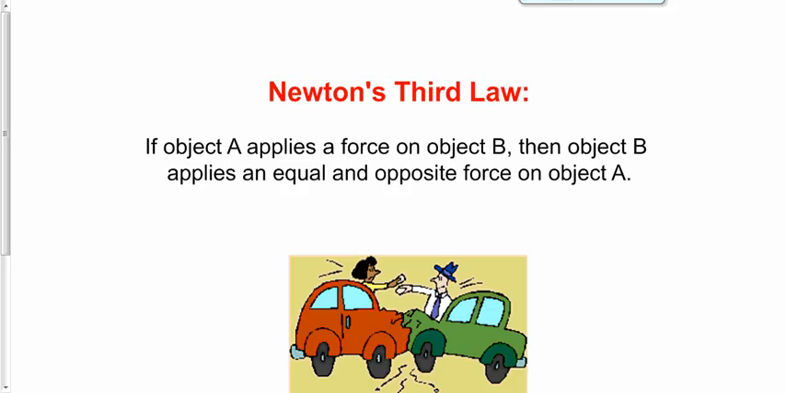We're going to state Newton's third law in the following way. If object A applies a force on object B, then object B applies an equal and opposite force on object A.